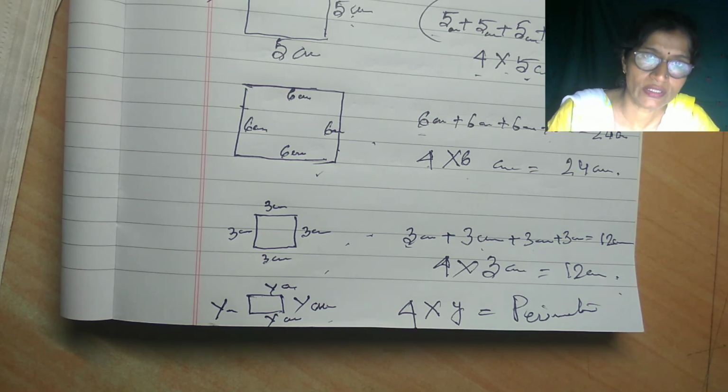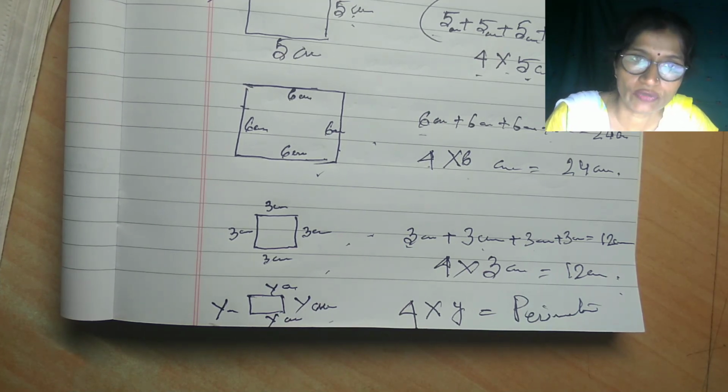Now if the square side is not 8, suppose 12 centimeter, then what will be its perimeter? 4 into y. Instead of y you write 12. So 4 into 12, that is 48 centimeter.